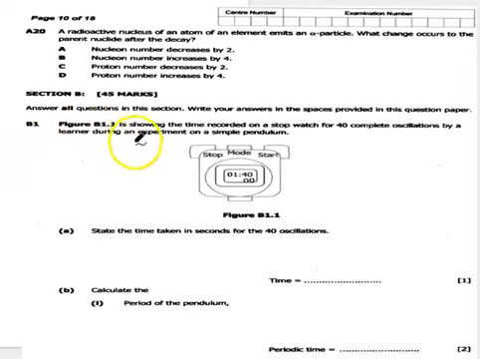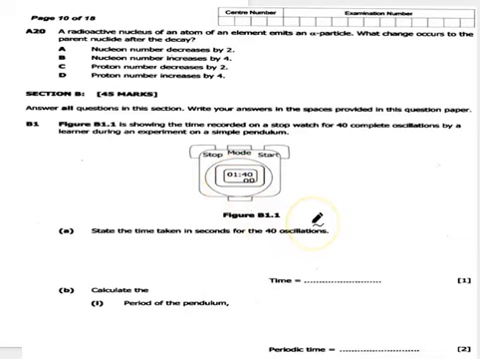Figure B 1.1 is showing the time recorded on a stopwatch for 40 complete oscillations by a learner during an experiment on a simple pendulum. So this is a watch that is showing the time that was recorded for a learner who was performing an experiment on a simple pendulum, and the recordings came as 40 complete oscillations, and the time was 1 minute 40 seconds.